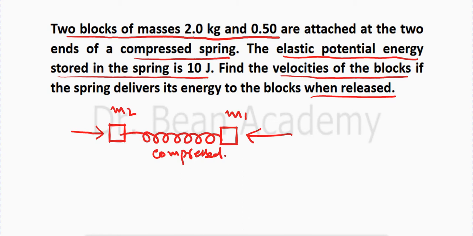They say that when I am compressing the spring and I just stop somewhere, the blocks are at rest. So at that time their velocity is v1 equals 0 and v2 equals 0, because I am not pushing it further and I am not releasing my force, so they will stay where they are and the spring will be compressed. So their initial velocities at that time are 0.